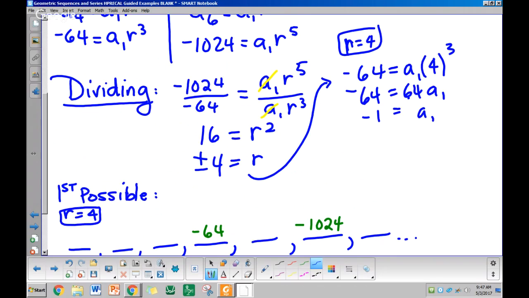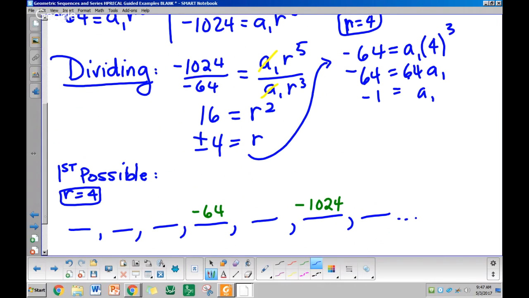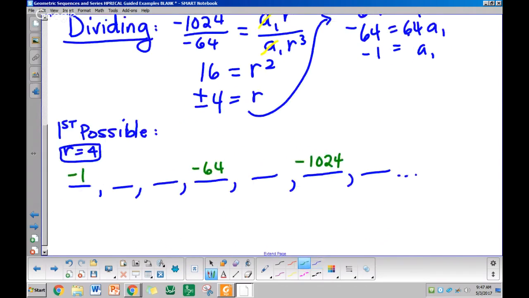So let's plug that in. So this is negative 1. We're multiplying it by 4. Negative 4. We're multiplying it by 4. Multiplying by 4, does that work? And then negative 256? It works, right? So this one is not alternating. It's all negative.